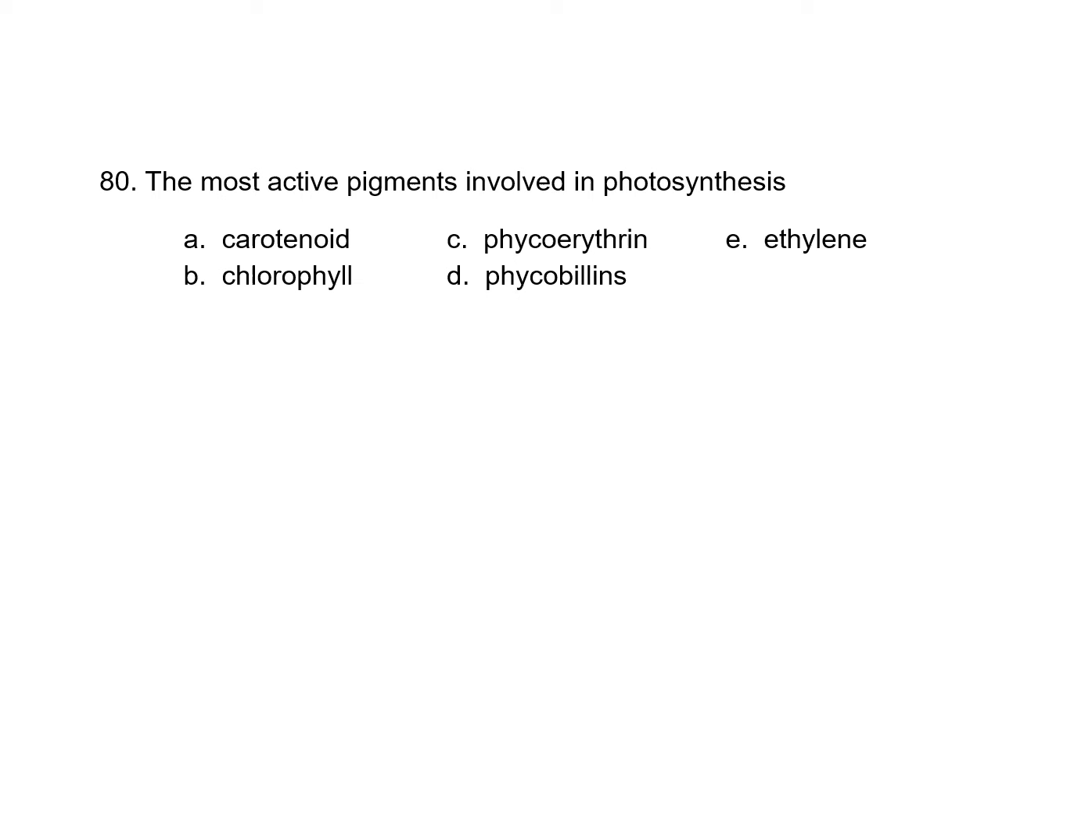Number 80. The most active pigments involved in photosynthesis. A. Carotenoid. B. Chlorophyll. C. Phycoerythrin. D. Phycobilins. E. Ethylene. The answer is chlorophyll.